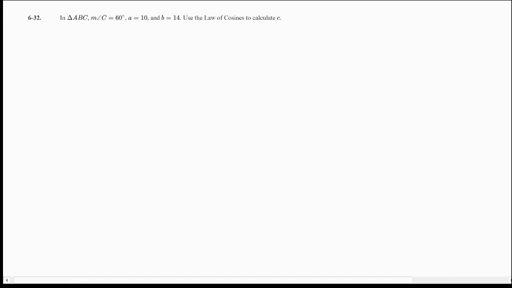Here we're given triangle ABC. I'm going to go ahead and draw it a little bit. Angle C is 60 degrees. Side A, we'll call that this one, is 10. Side B, which will be this one, is 14.